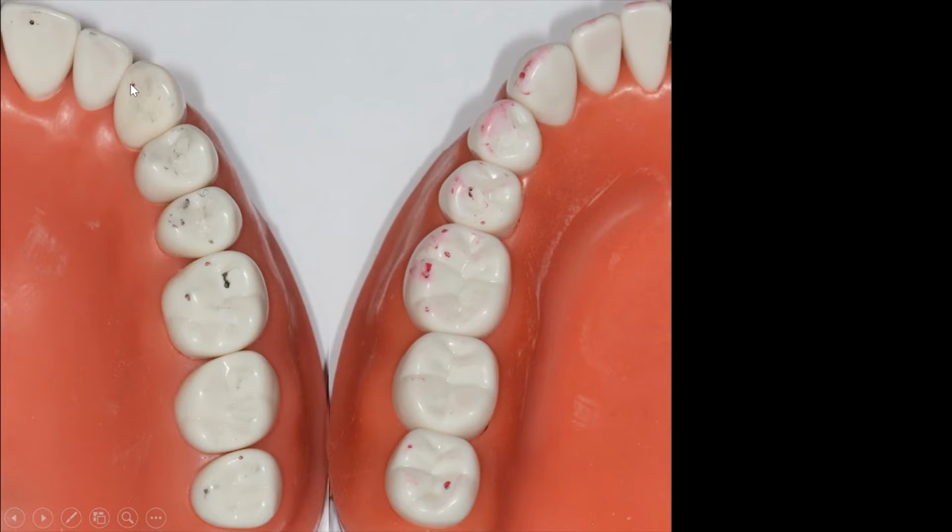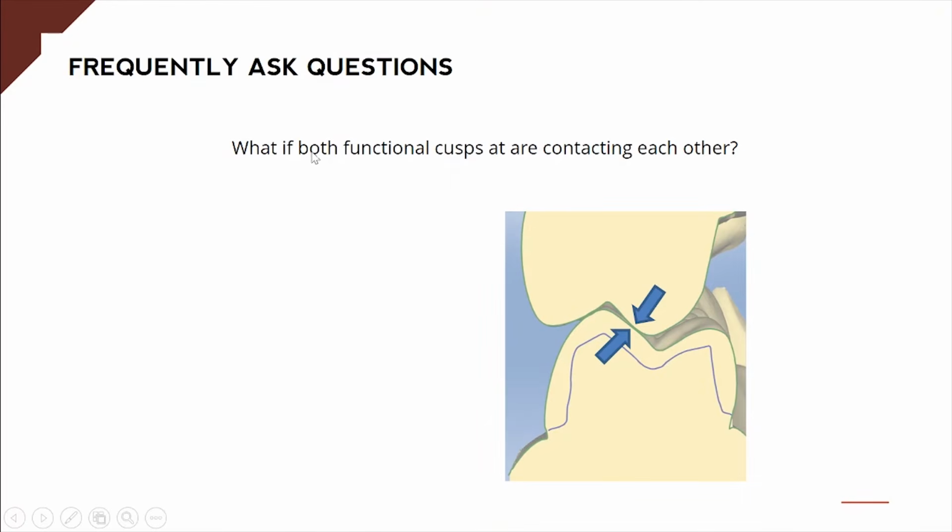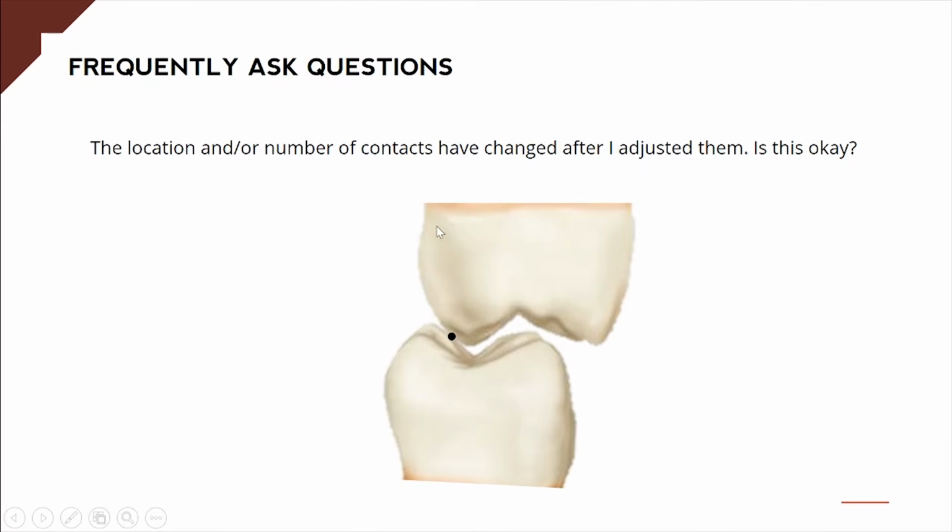So in summary, we're going to stay away from functional cusps. So this would be the lingual of the maxillary teeth, and then the buccal of the mandibular teeth. But rather, you adjust or deepen the non-functional area, and you can follow the BULL rule as a reminder to tell you where to adjust.